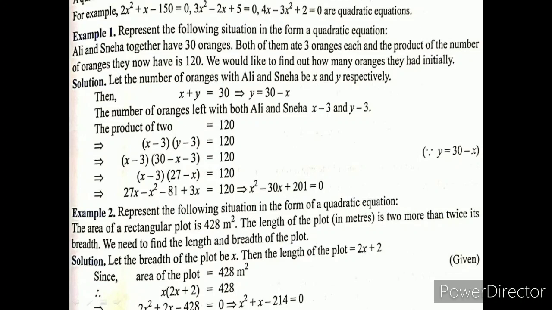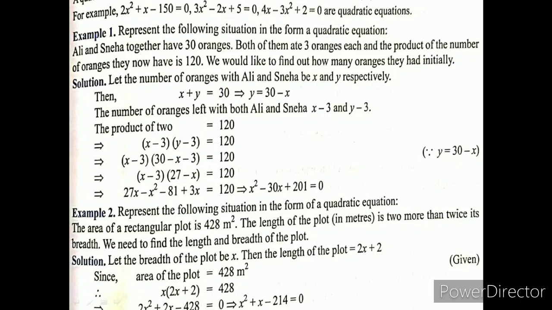In this problem we have directly taken one variable, and then the length of the plot will be 2x plus 2, because it was given in the question that the length of the plot is 2 more than twice its breadth. So if the breadth is x, then twice of it will be 2x, and 2x plus 2 will be the length. We know that area of the plot is equal to length into breadth.